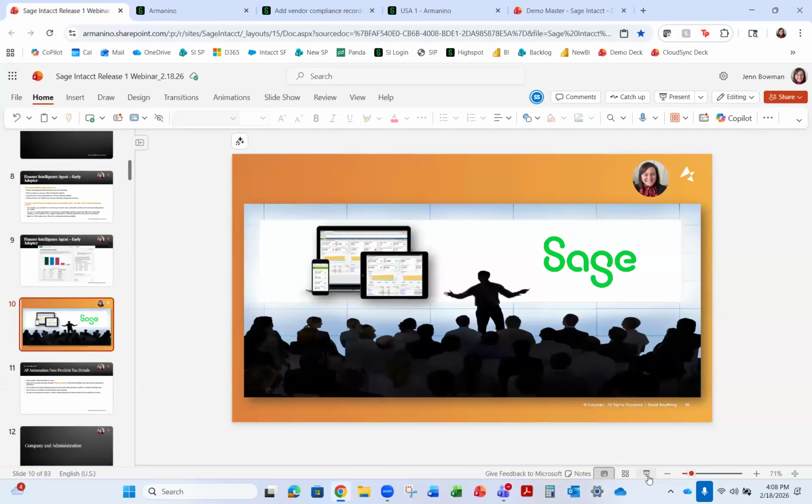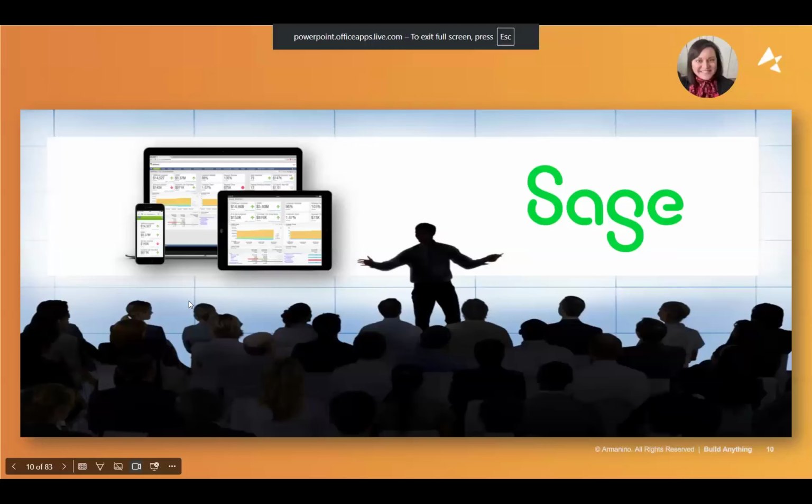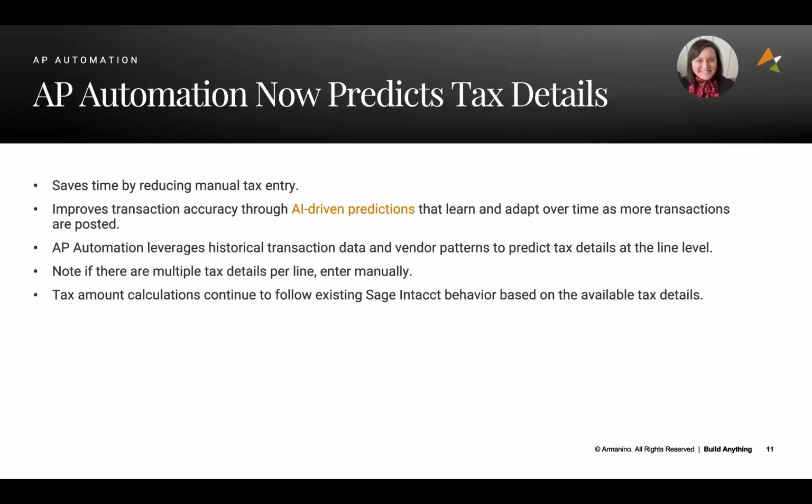All right, so let me go back to the sharing. AP automation, that feature now will predict the tax details. So that's one new feature that is now available if you do have the AP automation subscription. As you may or may not know, that is a feature where Intacct can automatically read in AP bills. If you have purchasing set up, you can have it set to where it will do a match between an approved purchase order and the bill that's been entered.